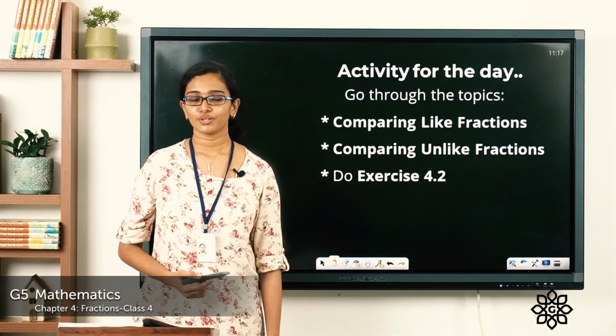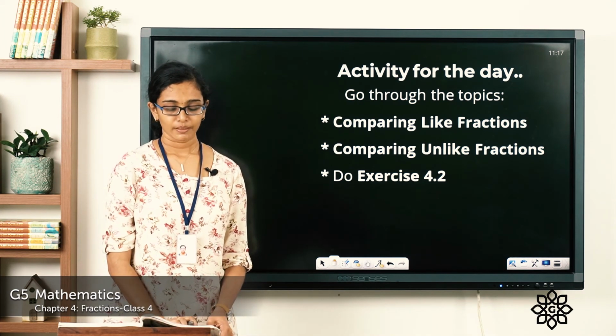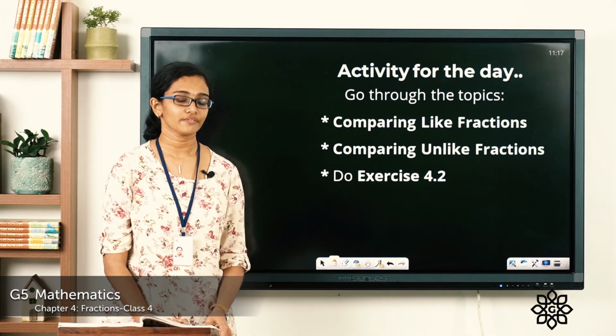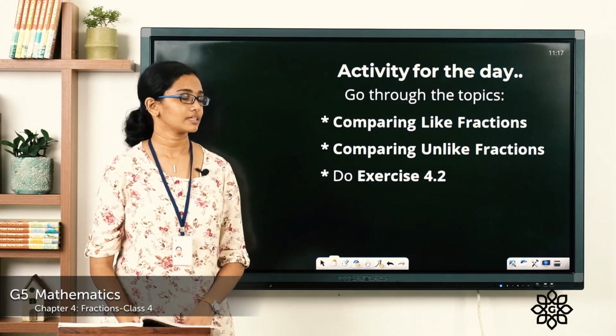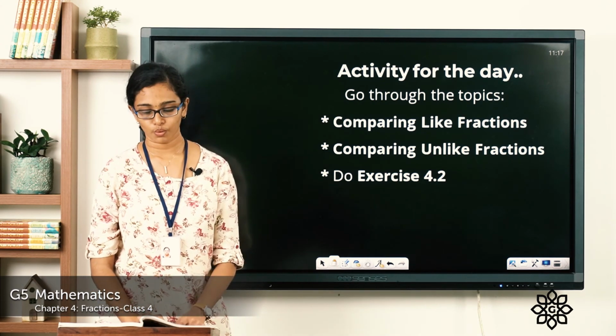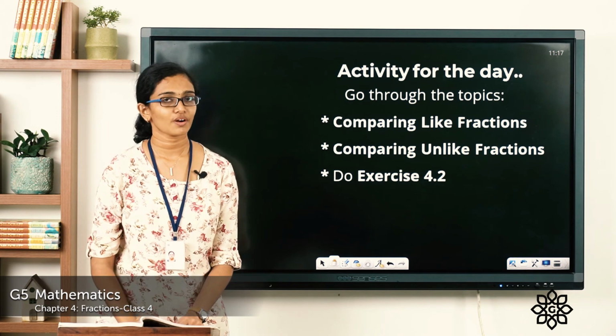I hope this is clear to you. Now, you can go through the topics comparing like fractions and comparing unlike fractions on page number 60 of your textbook. Once you have done that, please move on to exercise 4.2. Please complete all the questions.